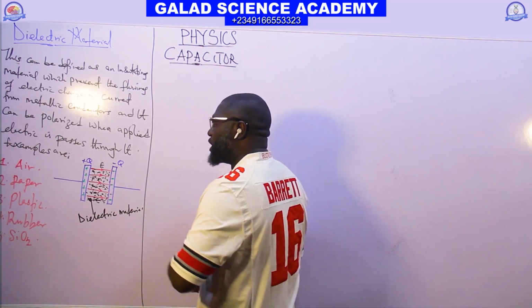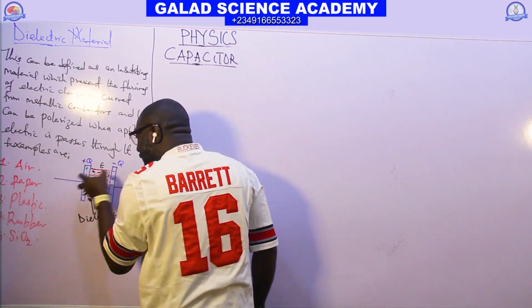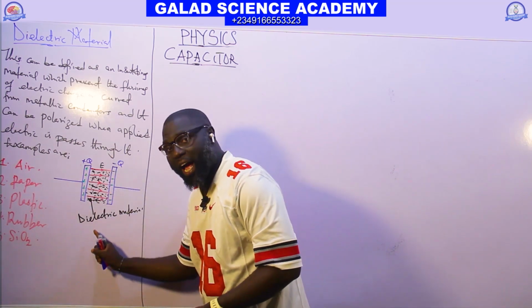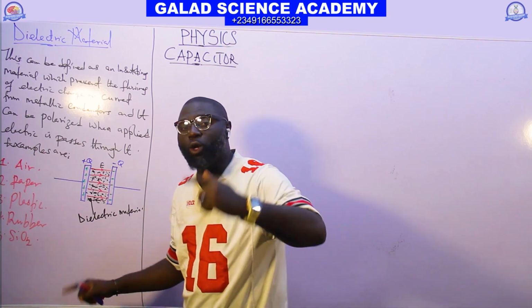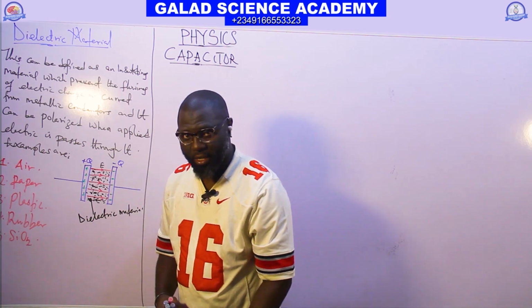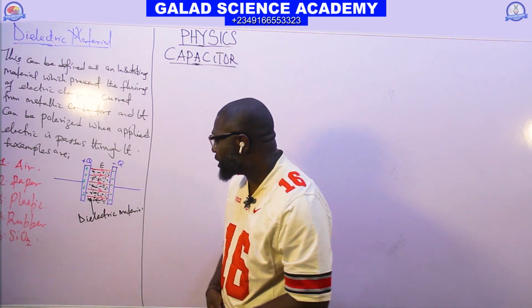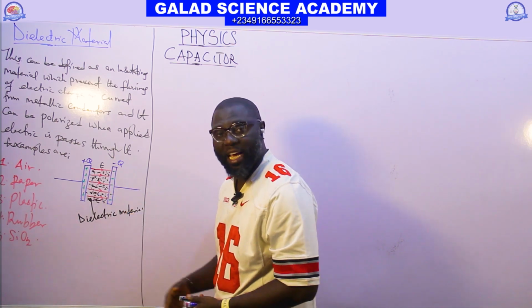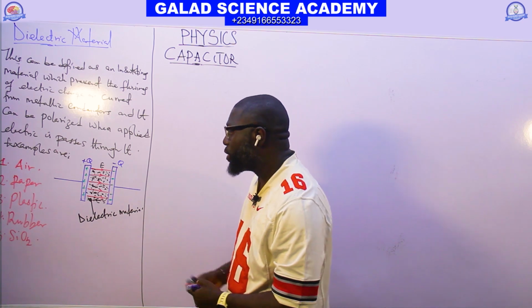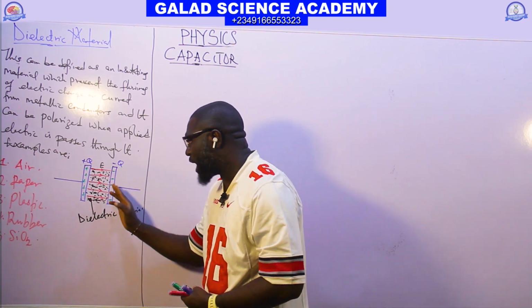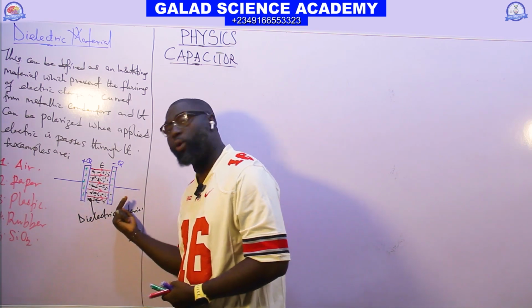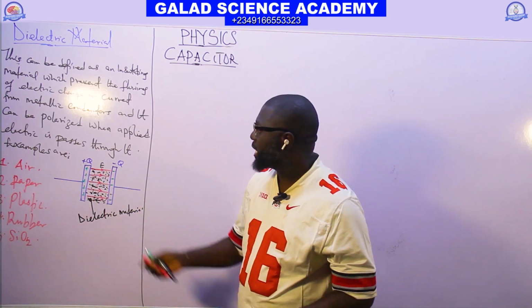And when electric field is applied to the dielectric material, the dielectric material will be polarized. What is polarized? This will be from positive charge and negative charge. The negative charge will move toward the positive charge, and the positive charge will move toward the negative charge.